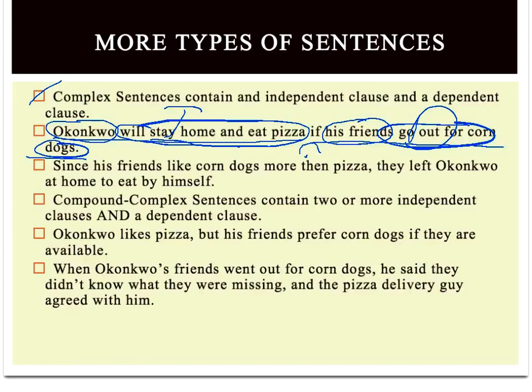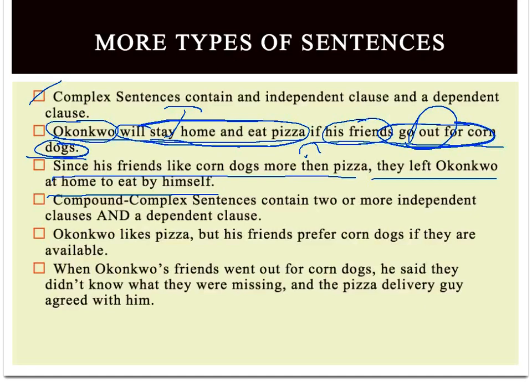Right, but once again, we have 2 clauses. Since his friends like corn dogs more than pizza, and they left Okonkwo at home to eat by himself. All right, but once again, one of those is a dependent clause. Since his friends like corn dogs more than pizza. Right, well, if you put a period there, you've got a subject, his friends, and a predicate, like corn dogs more than pizza, but it doesn't express a complete idea. So that's a dependent clause. Whereas the other clause, they left Okonkwo at home to eat by himself, that's its own sentence if you want it to be. It's independent. So those are examples of complex sentences.